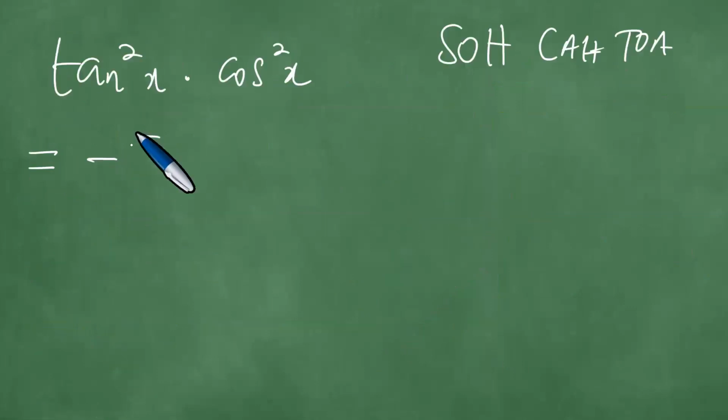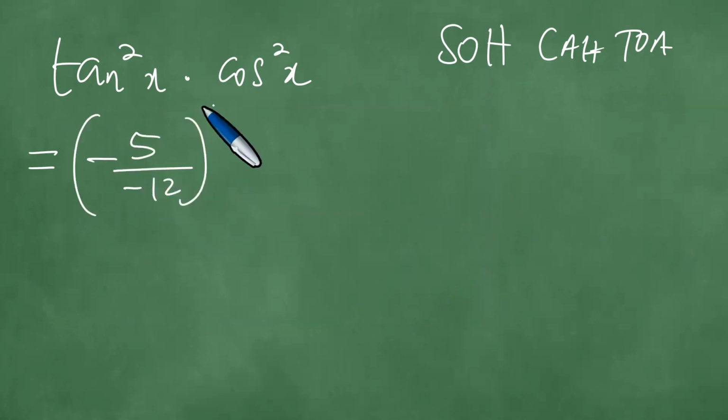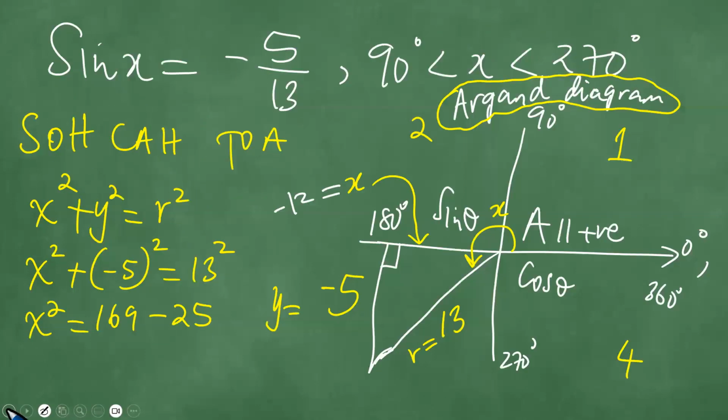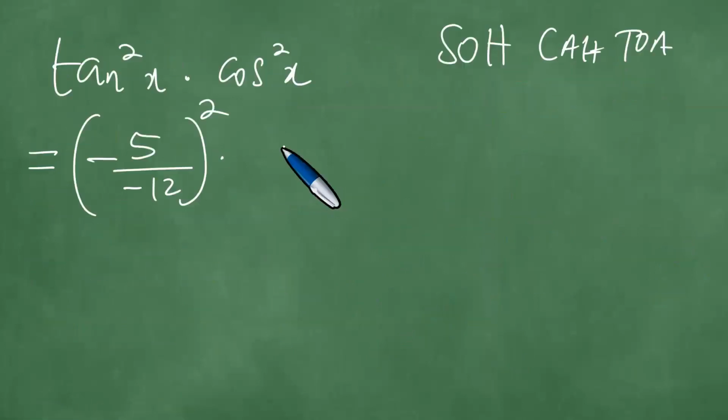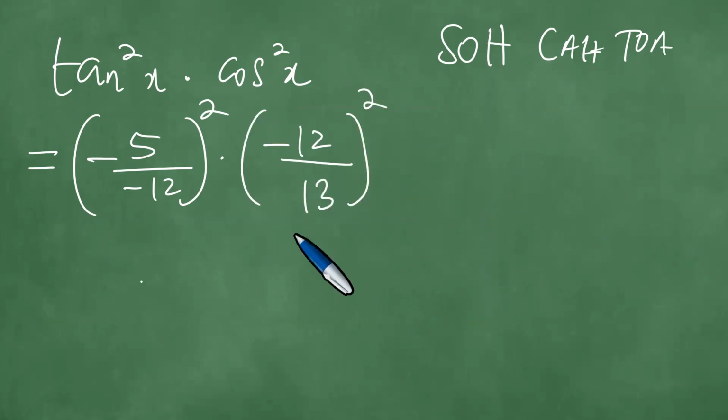Right, so we have minus 5 out of minus 12. What do we do with this? We put a big square, like the square on the tangent. And therefore now we have also the cosine square of x. What is the cosine? The cosine of x is the adjacent over hypotenuse. Adjacent is minus 12, hypotenuse is 13, and this is squared.